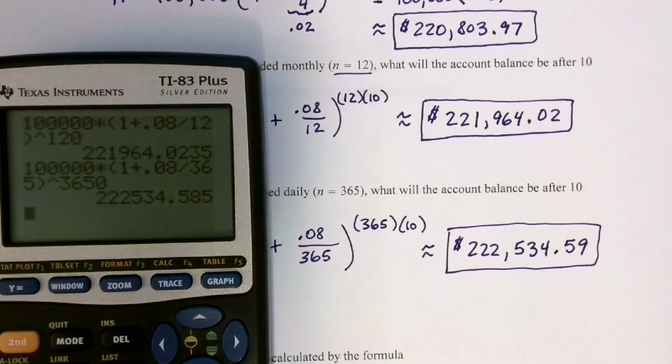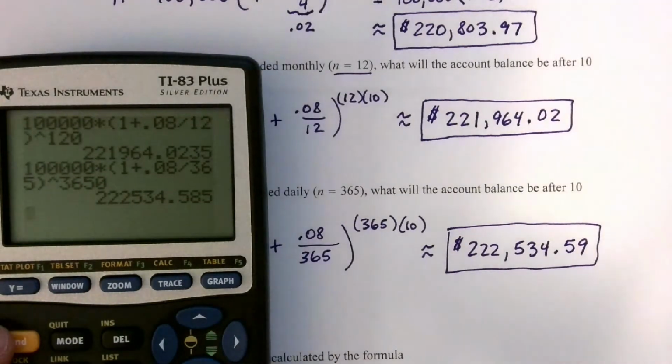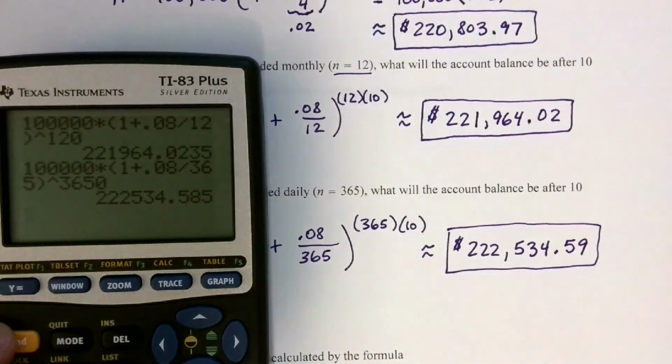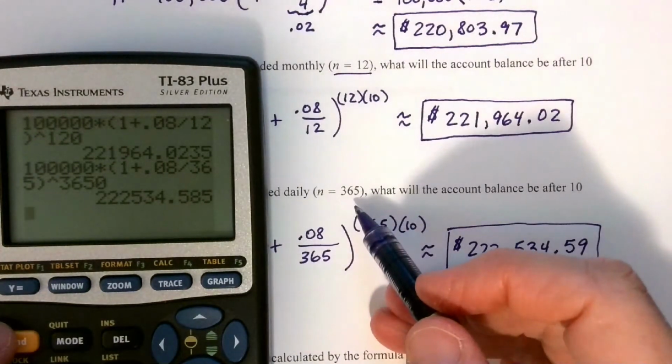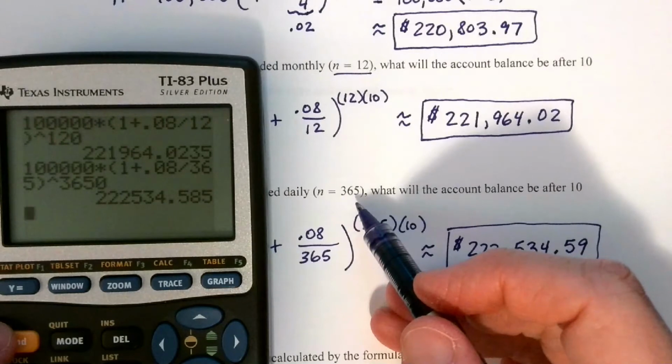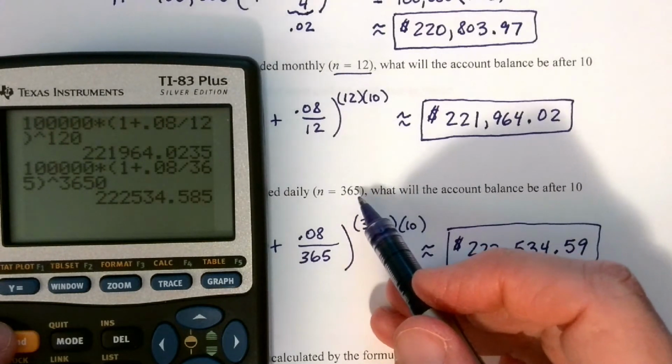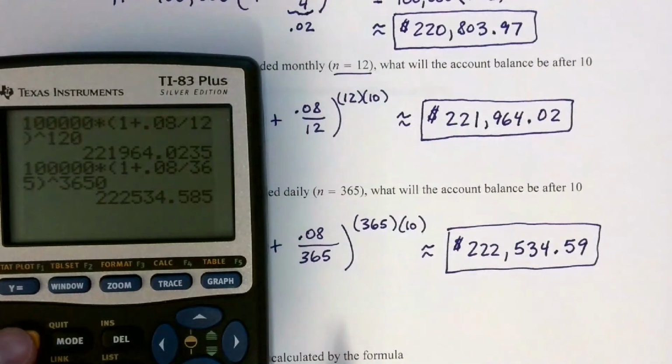What if I were to compound every hour? Can I compound every hour? Yeah. How many hours in a year? Well, there's 365 days in a year and 24 hours in a day. So if I just multiply 365 by 24, that's the number of compoundings we're talking about. So let me do that in the calculator.